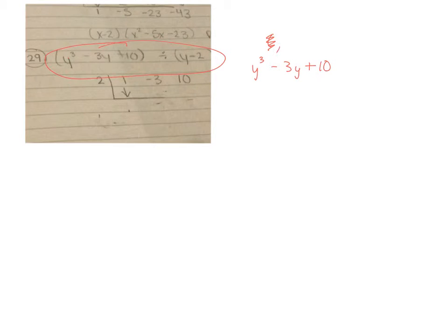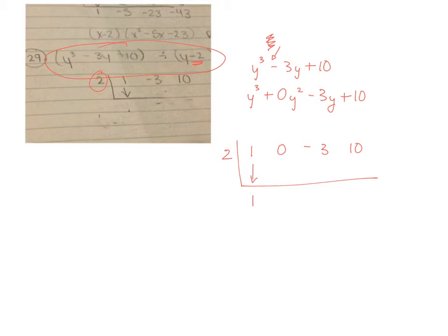One of the problems is you have to make sure you account for every term. So it's really y cubed plus 0y squared minus 3y plus 10. So to do synthetic division, I'd have a 1, a 0, a minus 3, and a 10. And dividing, if this is a minus 2, then you use a positive 2. Bring down the 1. 1 times 2 is 2. Add, 2. 2 times 2 is 4. Negative 3 plus 4 is 1. 1 times 2 is 2. Add, and I get 12. So my remainder there is 12.